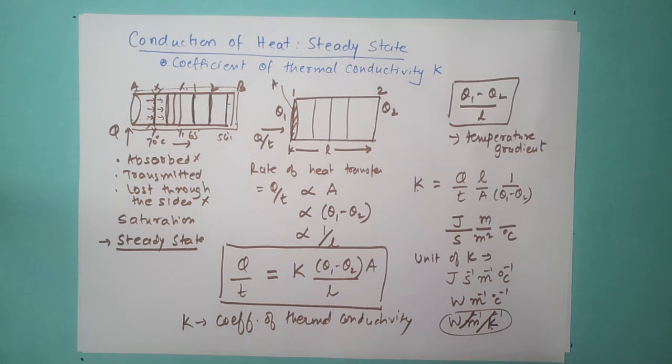When I do the next video, we will look at a composite rod. A composite rod is one in which the rod consists of two different materials, and therefore their conductivity would be different, and how that affects heat transfer. That is the subject of discussion for the next video.